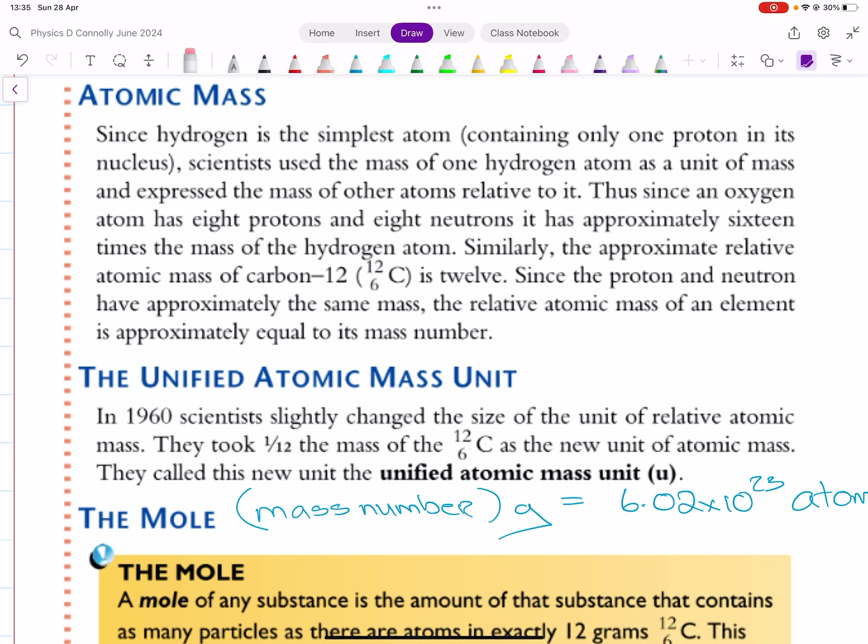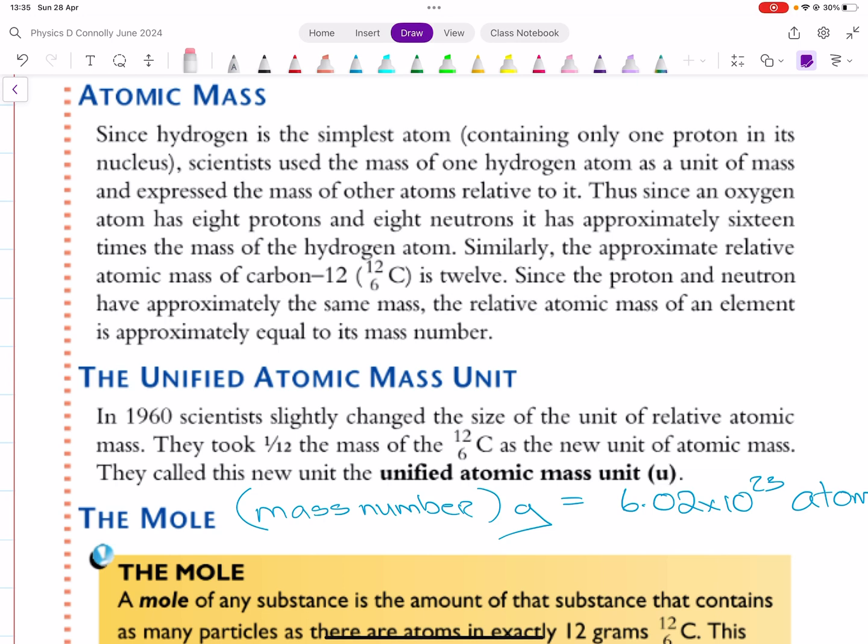Okay, so atomic mass. Since hydrogen is the simplest atom and it contains only one proton in its nucleus, scientists use the mass of hydrogen as the unit of mass and expressed all other masses relative to it. Since oxygen has 8 protons and 8 neutrons, it is approximately 16 times the mass of hydrogen. The atomic structure of carbon is 6 12, which means it has 6 protons and 6 neutrons. So it is 12 times the mass of hydrogen. So that's its atomic mass.